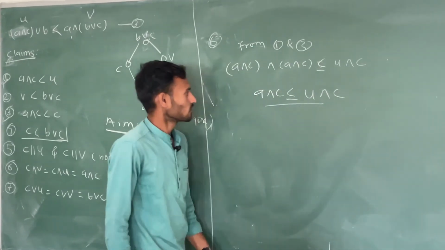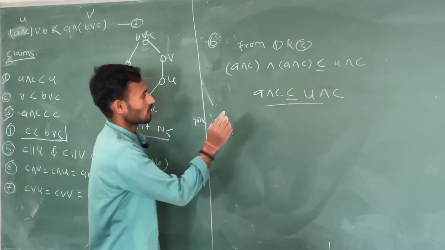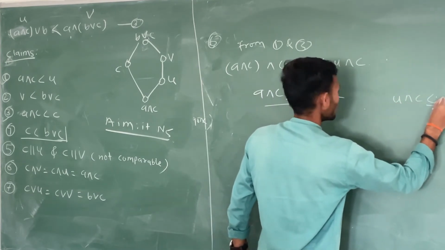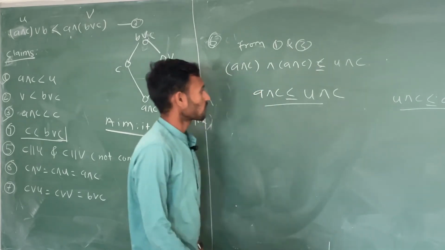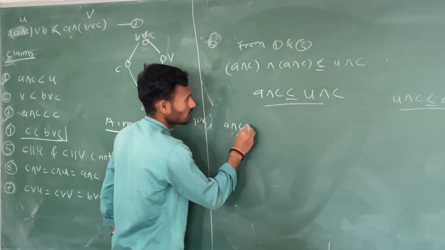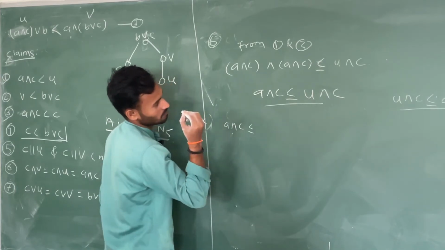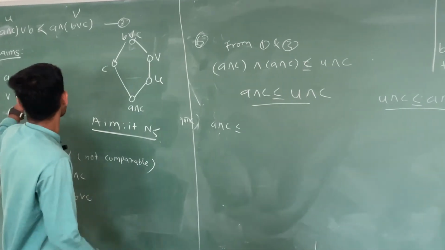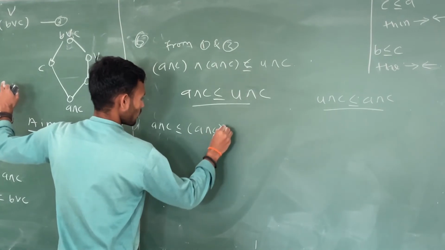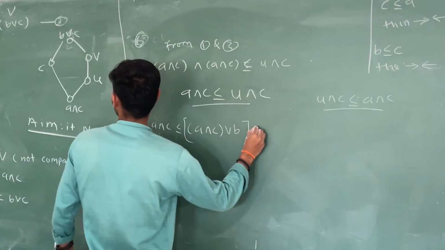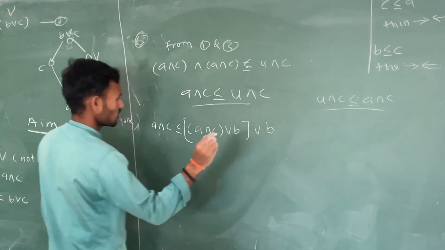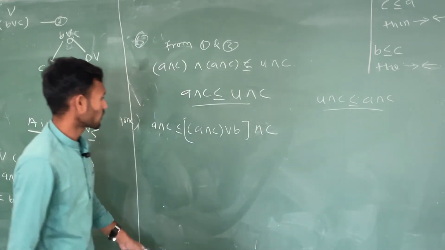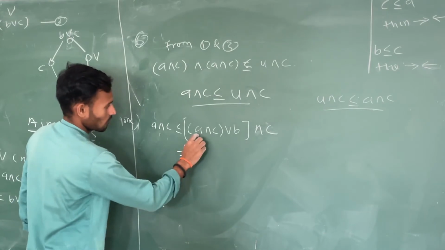Now we want to prove they are equal, which means we want to prove U meet C is also less than A meet C. This we want to prove. So A meet C is less than or equal to... What is the value of U? A join C.